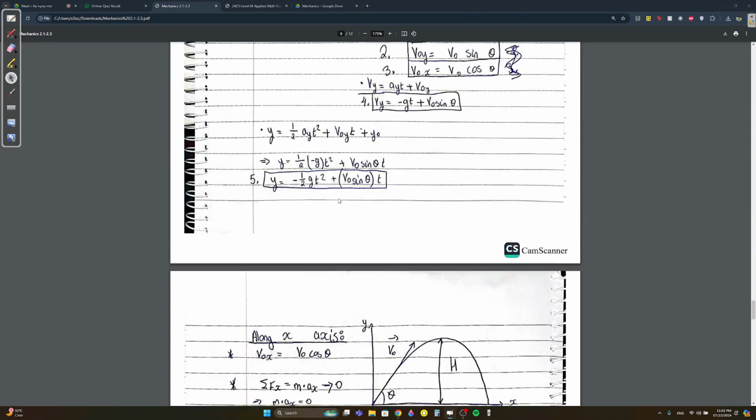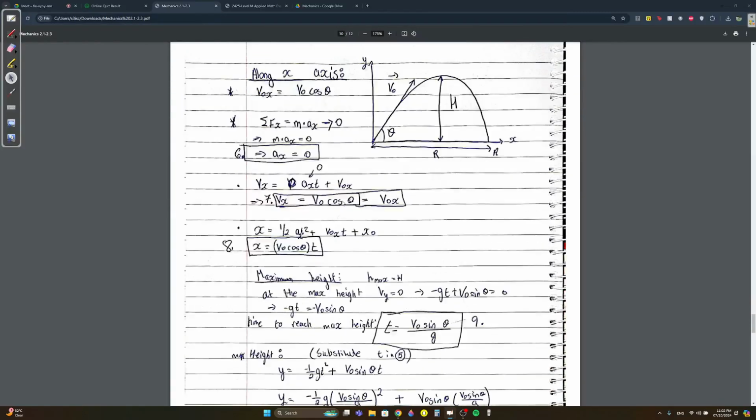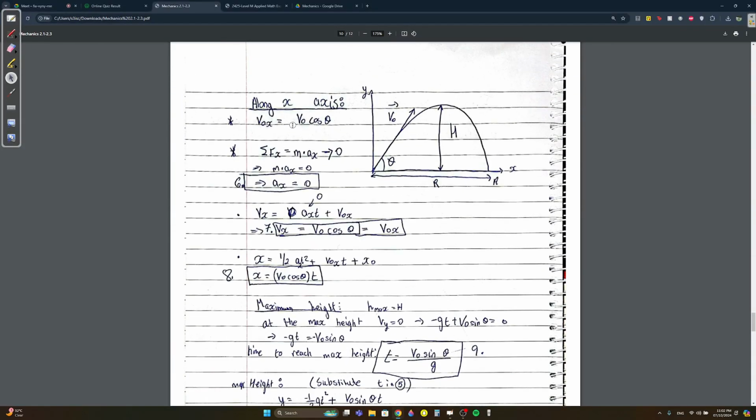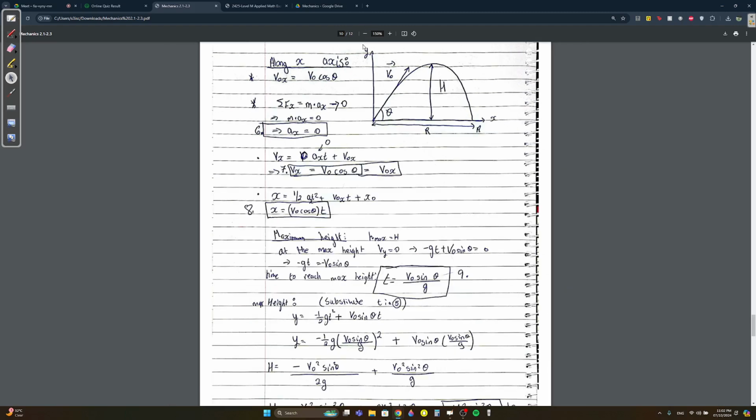Okay, we're done with the y-axis. Let's go to the x-axis. I drew another graph so it helps you understand. Along the x-axis, we know v naught x is equal to v naught cosine theta, right? The x component is equal to cosine. The sum of all the forces on the x-axis is equal to 0. That means you cancel the mass, and you get that the acceleration on the x-axis is equal to 0. This is very important. Ax is equal to 0.